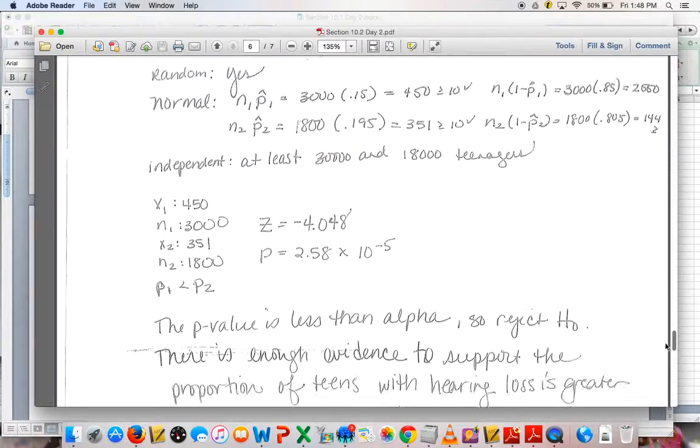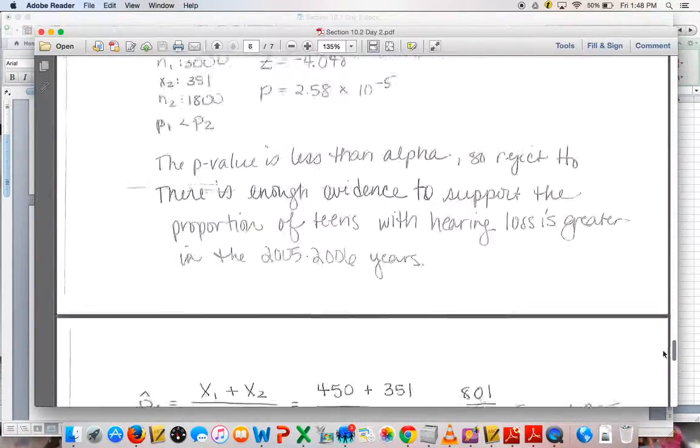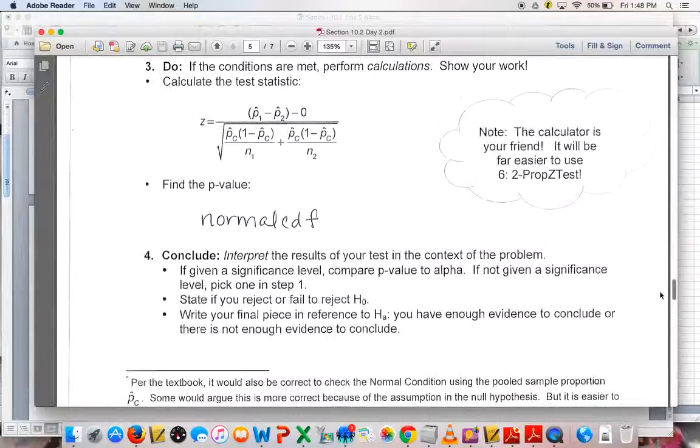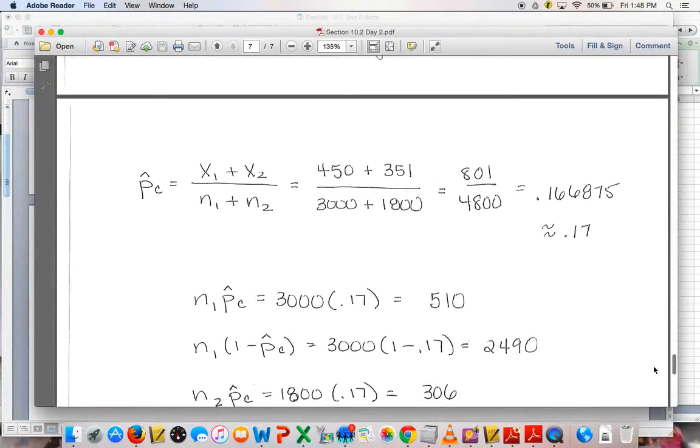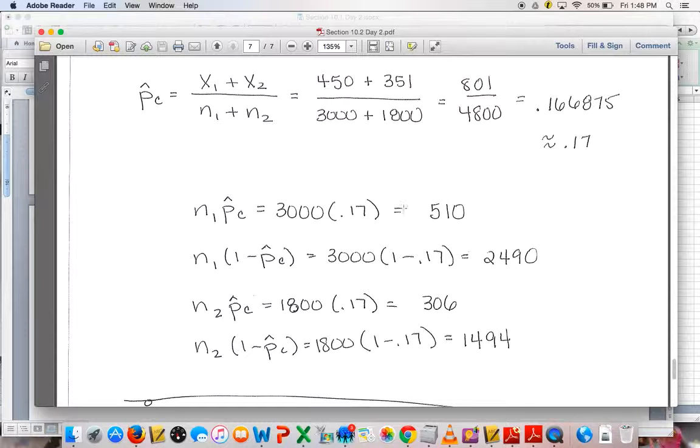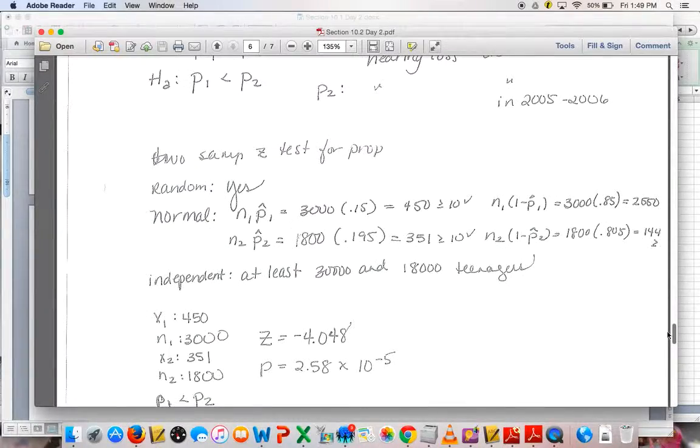Now to talk to you about that check, so remember I said it would be more correct to use that P hat C there. So let's think about if I plug that in there. If I plug that in, these are what I get, and these are all at least 10. So just like before, the condition is still met.